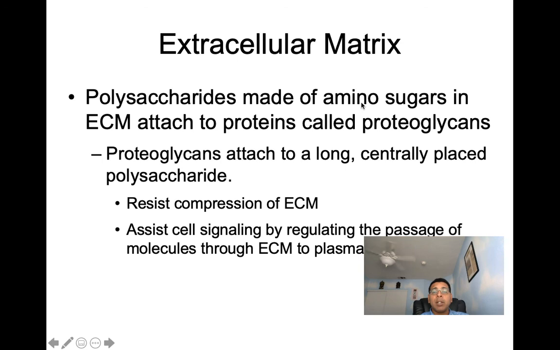Polysaccharides made of amino sugars in the extracellular matrix are going to attach to proteins called proteoglycans. Proteoglycans attach to a long, centrally placed polysaccharide. And this is going to help resist compression of the extracellular matrix. And it assists cell signaling by regulating the passage of molecules through the extracellular matrix to the plasma membrane. This is all sophisticated.